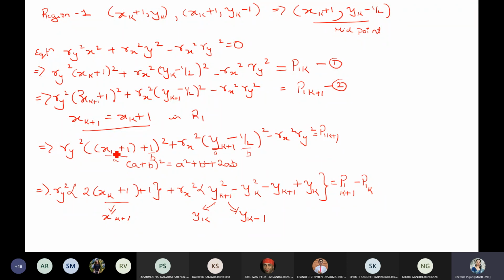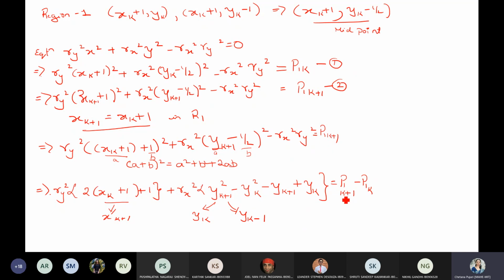In this case, your a is equal to xk plus 1, b is equal to 1. So substitute that. This will be xk plus 1 whole square plus 1 square plus 2 into xk plus 1. Similarly, this will be yk plus 1 whole square plus 1 by 4 and then minus 2 yk plus 1. Once you substitute that and do the simplification, you end up with ry square into 2 into xk plus 1 plus rx square, and this is our pk plus 1.